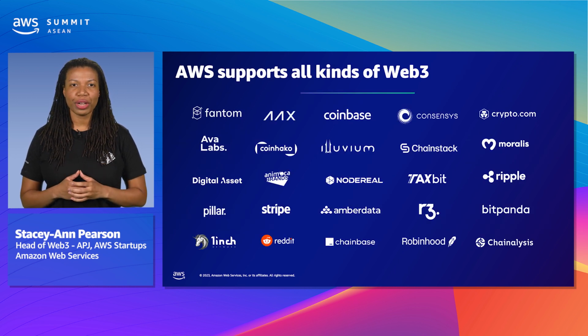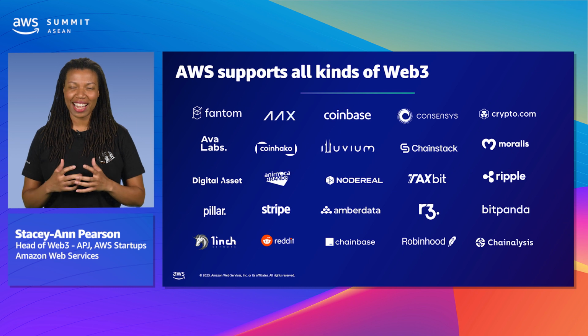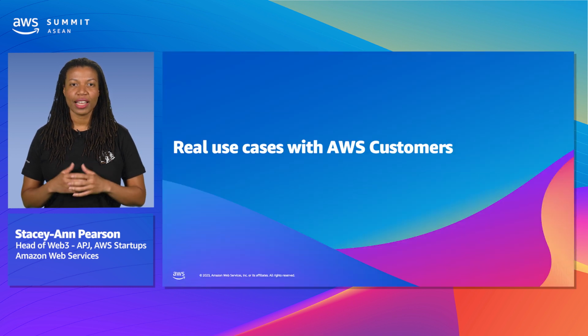AWS supports Web3 companies of all types. We are looking at Web3 and how we can work backwards from our customers to build the right tools they need. We support builders and companies by providing technical expertise, business support, and strategy so our Web3 customers can succeed. Now, let's take a look at 7 examples of how we're working with Web3 native companies and enterprises to redefine the internet.